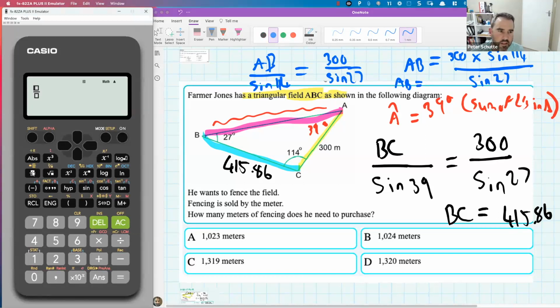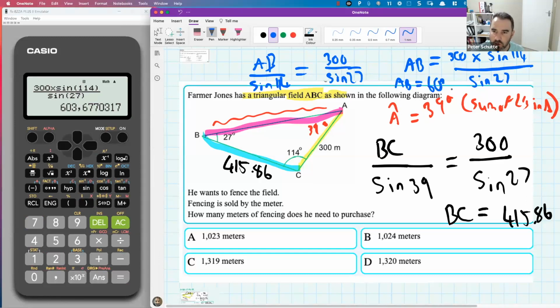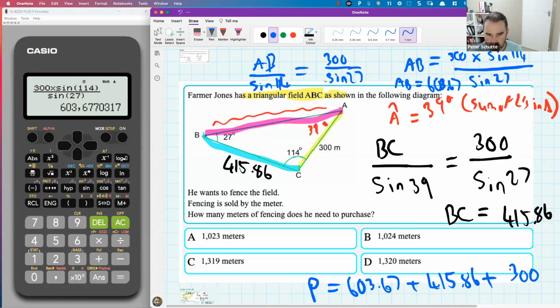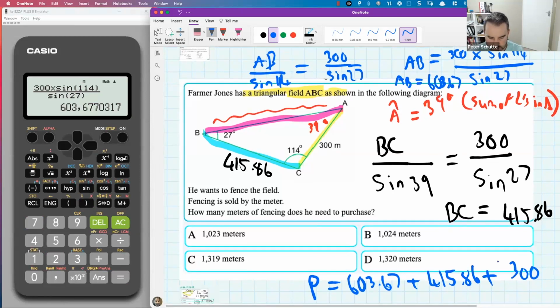So we could say 300 times sine 114 over sine 27, and I get 603.67. And so my perimeter is going to be 603.67 plus 415.86 plus 300. And what are we going to get for all that?